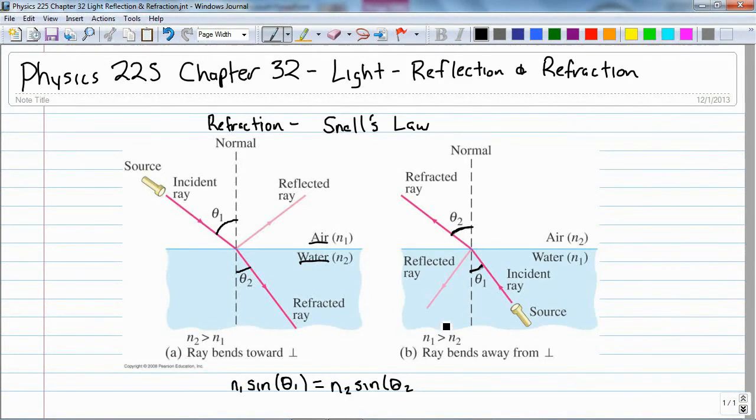So we can now find these angles based on the refractive index, and depending on which way we go from either a lower to higher refractive index or a higher to lower refractive index, we will be able to tell exactly how these light rays will respond to these different boundary conditions.